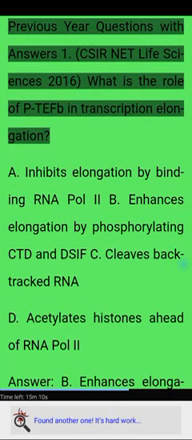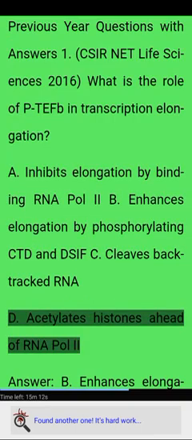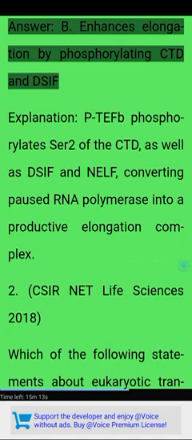Previous year questions with answers. 1. CSIR NET Life Sciences 2016. What is the role of P-TEFb in transcription elongation? A: It inhibits elongation by binding RNA polymerase II. B: It enhances elongation by phosphorylating CTD and DSIF. C: It cleaves backtracked RNA. D: It acetylates histones ahead of RNA polymerase II. Answer: B, it enhances elongation by phosphorylating CTD and DSIF.